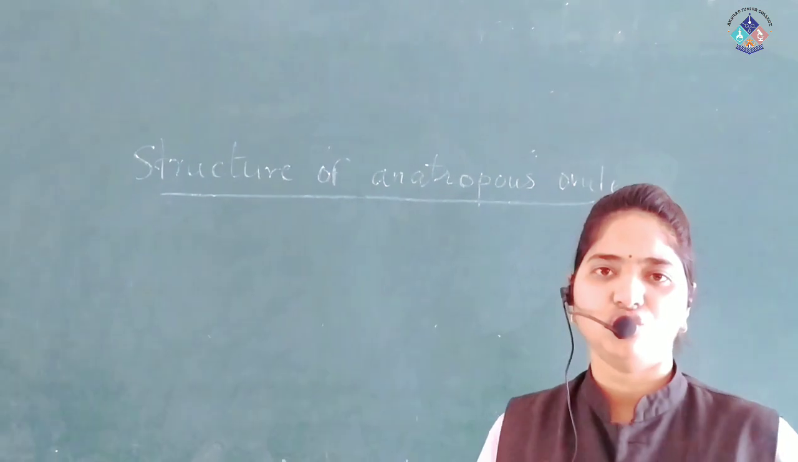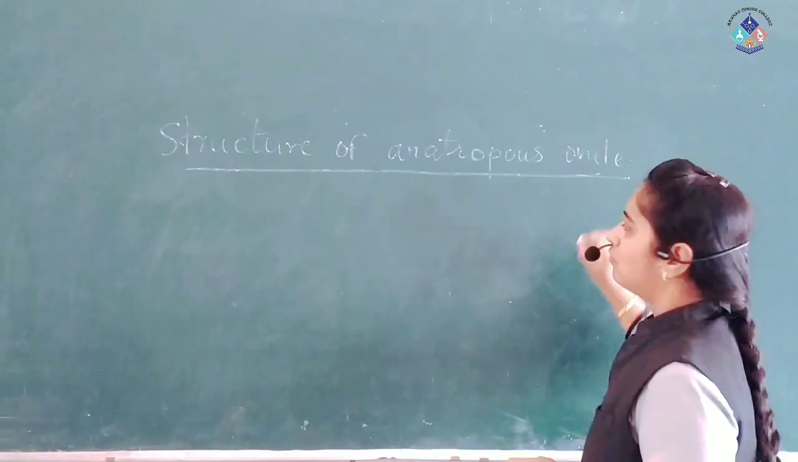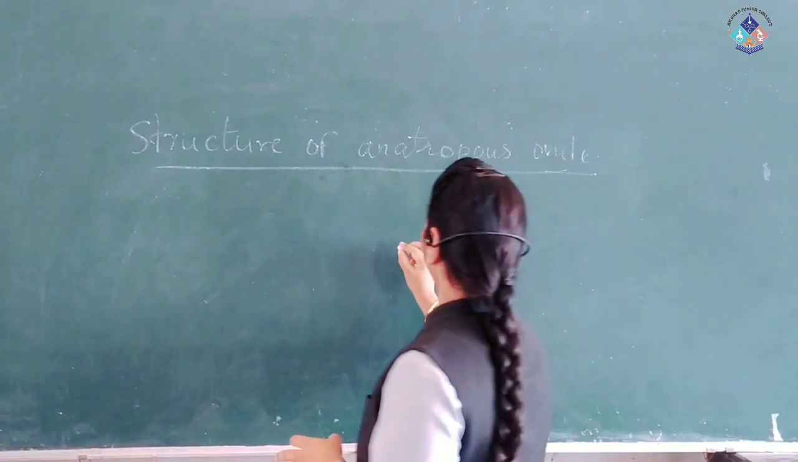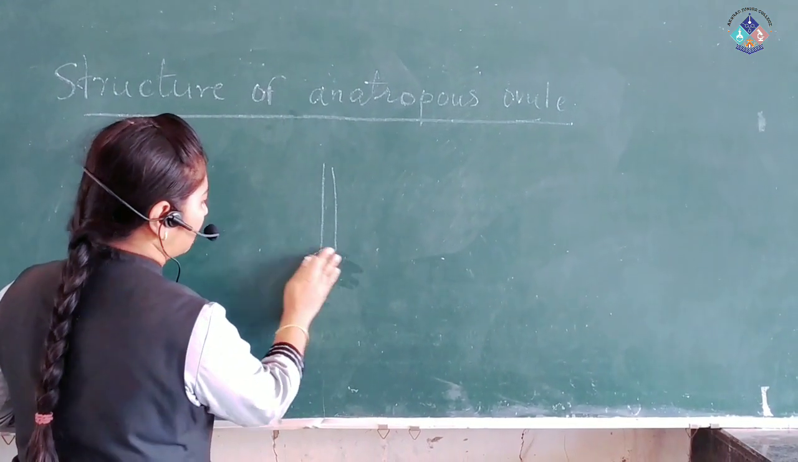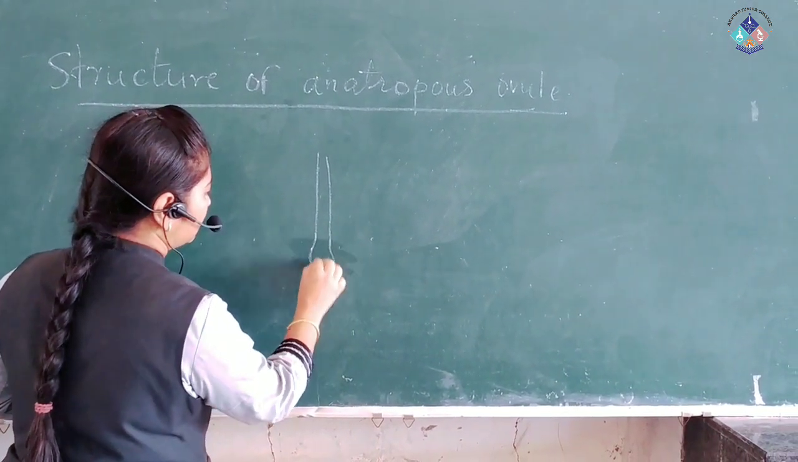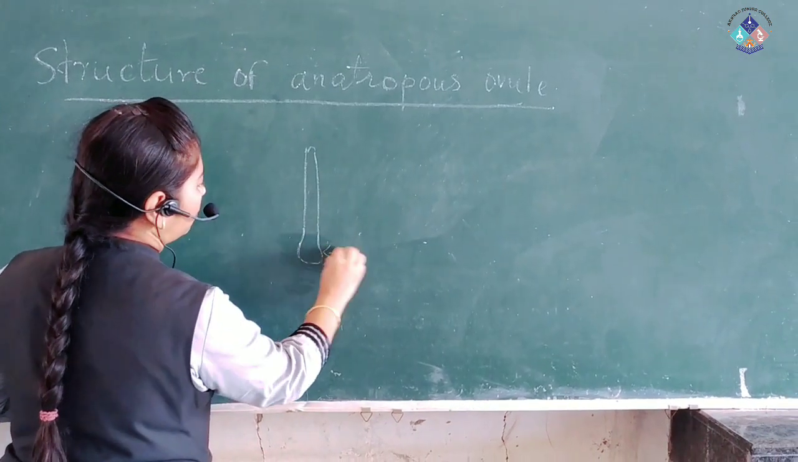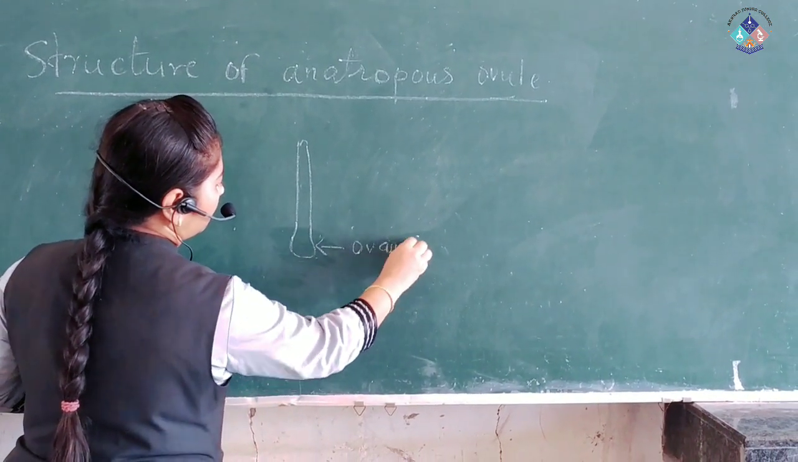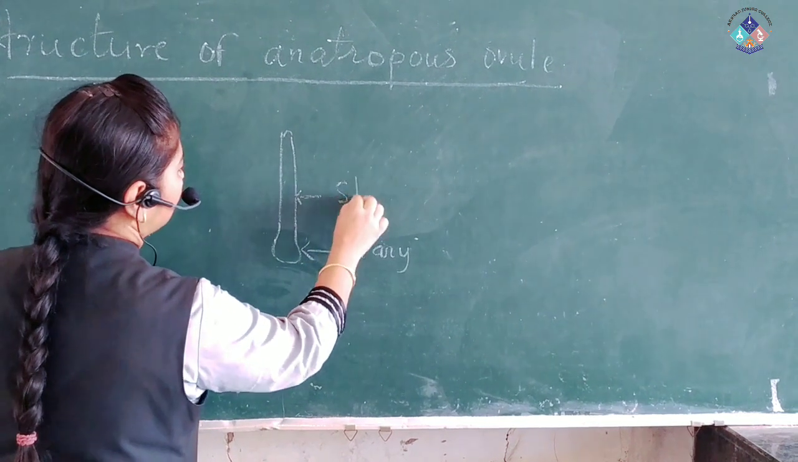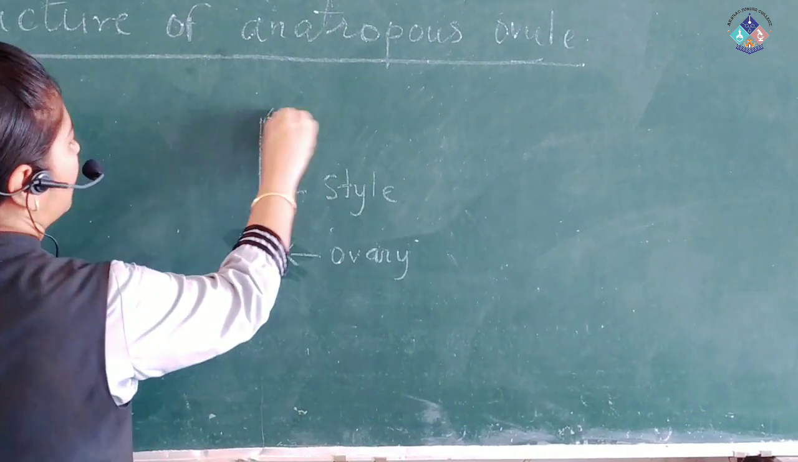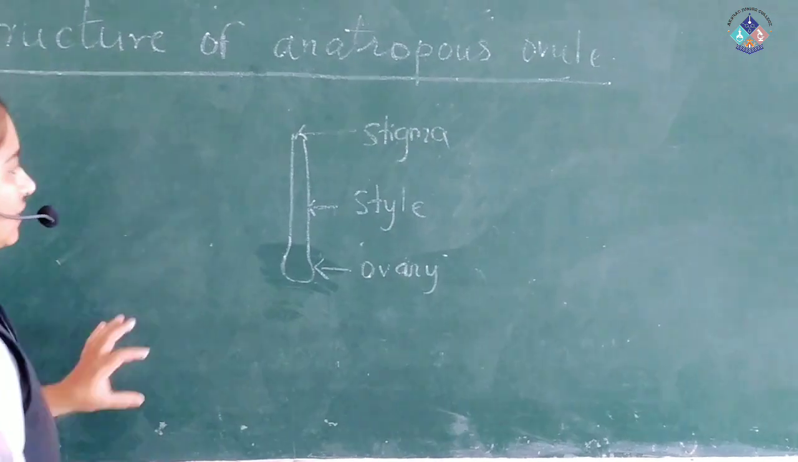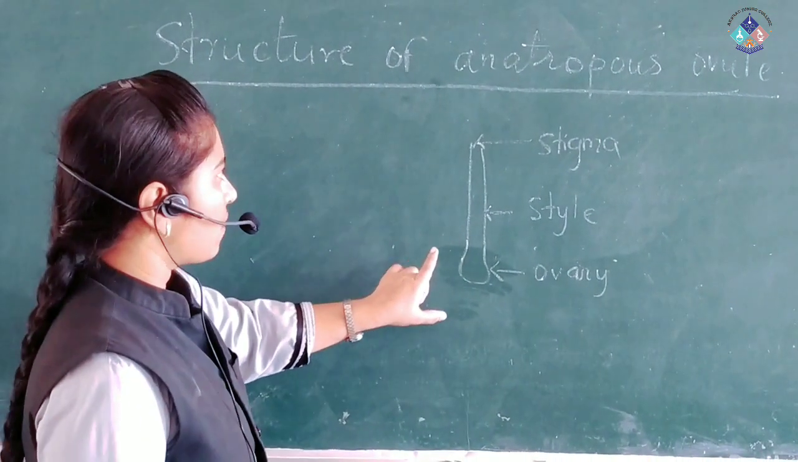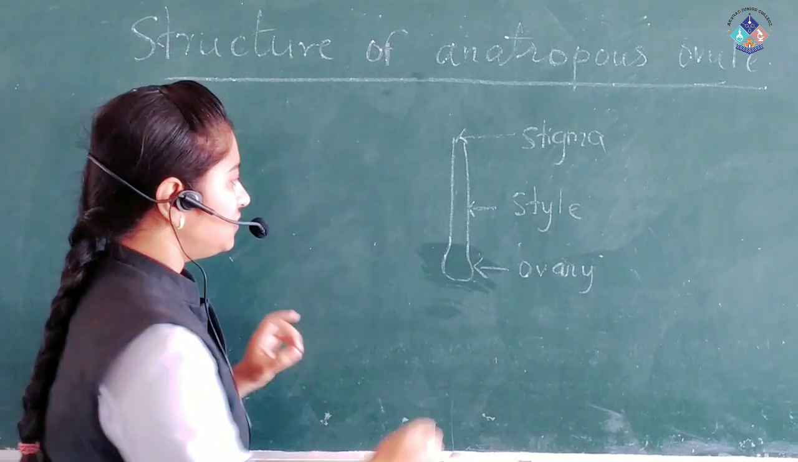Before explaining this, you should know the concept of what is ovule, and this is very basic. Ovule is the female reproductive part of plant, or flower. It has three basic parts. That is, the base is called ovary, the long style, and the topmost part is called stigma. Okay, means this is the female part, okay, and ovary contains ovules.